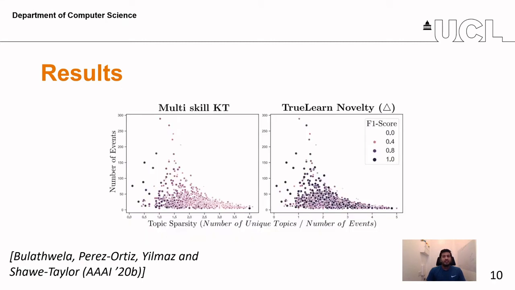In a deeper analysis, we compared the knowledge tracing model, which is one of the popular models used for similar tasks, with the TrueLearn novelty model to see how TrueLearn novelty model improves the predictive performance. Our observations pointed to the fact that TrueLearn novelty model performs much better in scenarios where the users have a wider range of topics in their user journey in comparison to the knowledge tracing model.